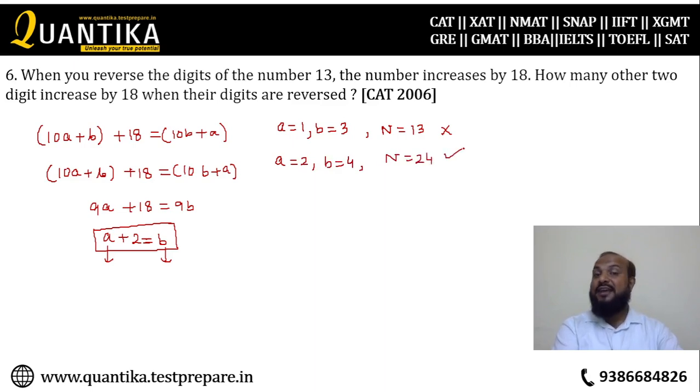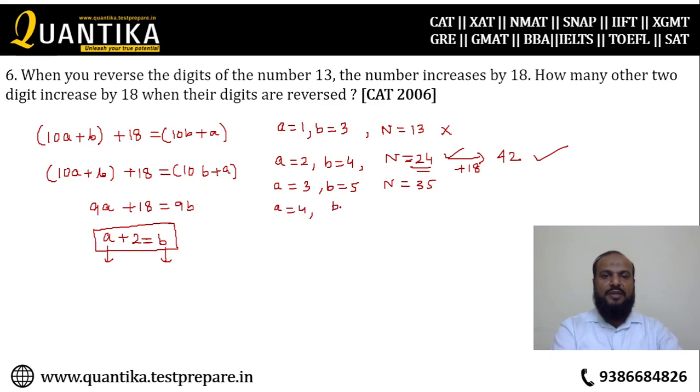Acceptable. Now check whether 24 satisfies the condition given in the question or not. Reverse the number 24, what happens? It becomes 42. And 24 when added with 18 will become 42. Yes. So 24 is your answer. In a similar fashion, you take a is 3, b becomes 5, your number is 35. Take a is 4, b is equal to 6, your number becomes 46.